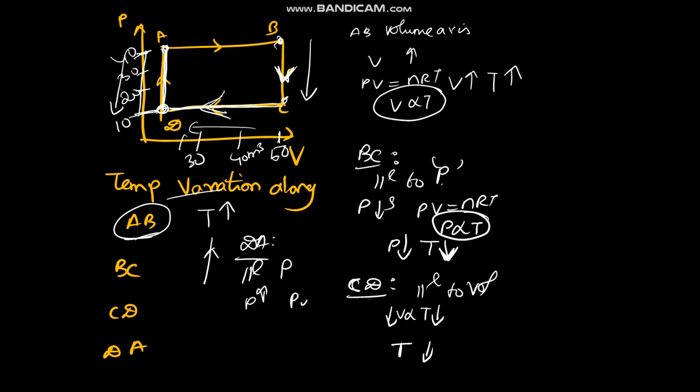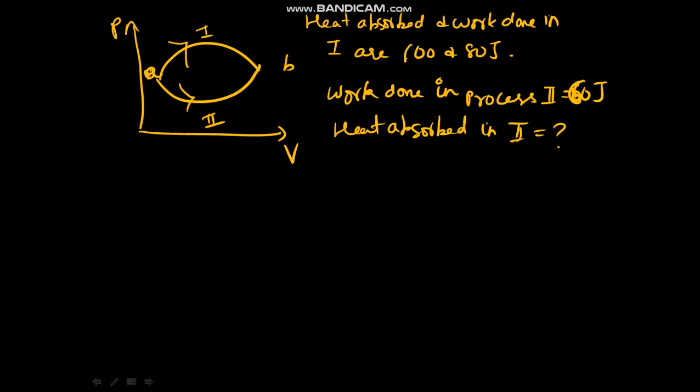So pressure is directly proportional to temperature. So temperature along DA continuously increases. So first you find the parallel axis, relate it with PV is equal to nRT, and find the variation.